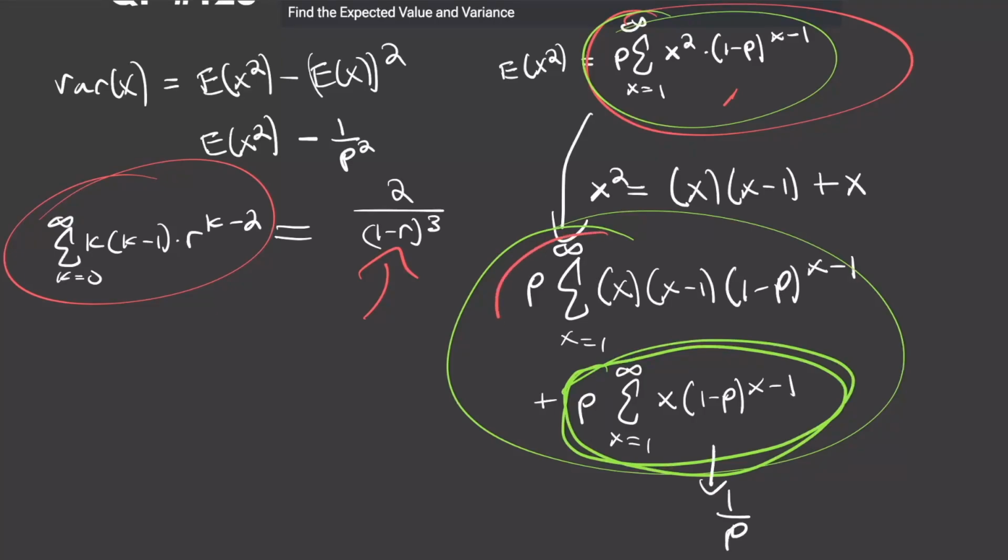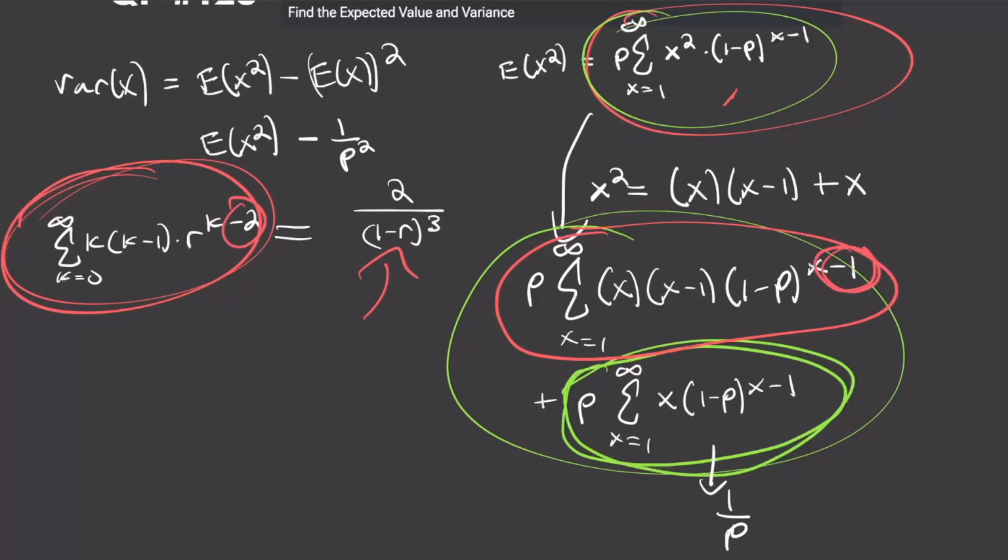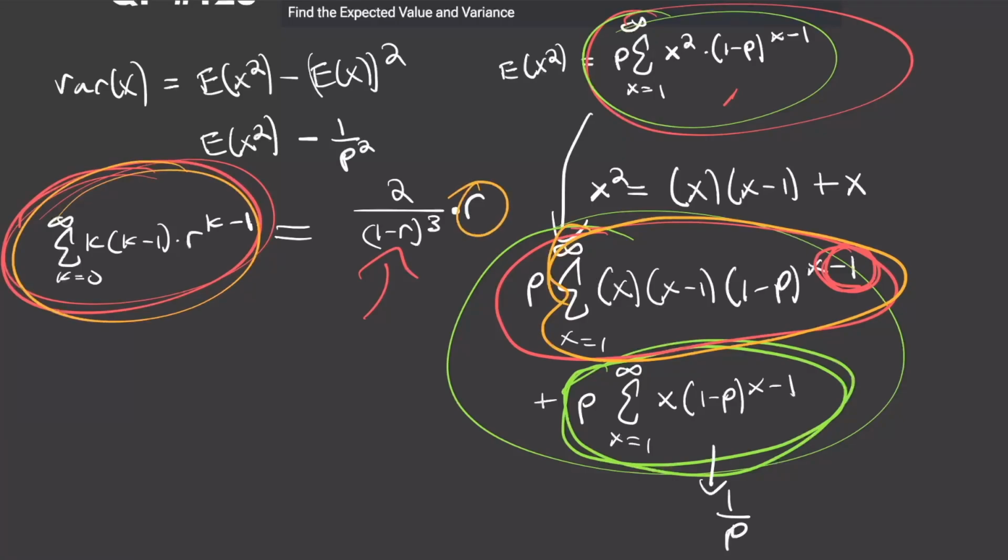We know that this is just going to be equal to 1 on p. Okay, now this term looks very similar to what we have over here, so one more thing to do: we need to get this minus 2 to line up with this one. To do that, I can just multiply both sides of this equation by r, and then this will turn into a k minus 1 right here, and on this side I'm going to multiply by r. Now we're all set. This sum right here looks exactly like the one over here, so now we can just plug in 1 minus p for r over here.